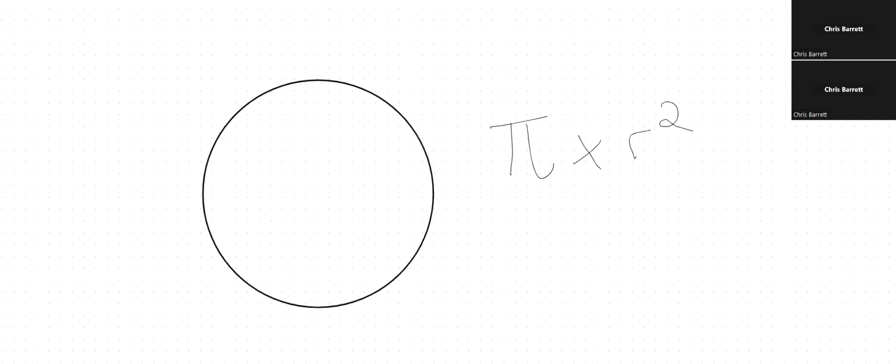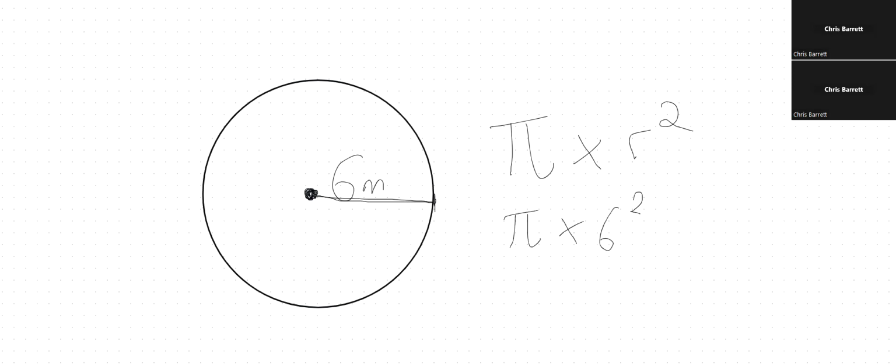So the radius is half the way across to the center. So from the edge, our circumference of the circle, all the way to the center point, halfway across in a nice straight line. So if this was 6 meters, the first thing I would do is write area equals pi times the radius squared for a circle. And then underneath that, pi multiplied by 6 squared.